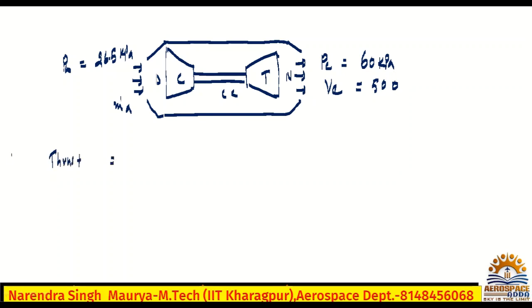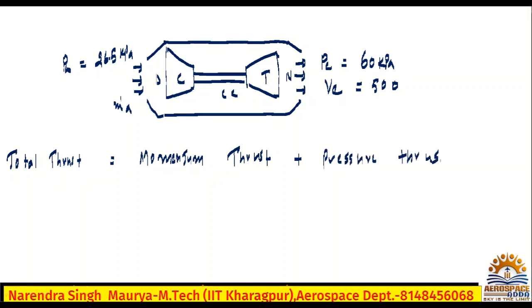So we know total thrust. I must write the total thrust. What is the total thrust? It is momentum thrust plus pressure thrust. What is the momentum thrust? Because the mass flow rate of fuel they have not given, and even the fuel air ratio they have not given, I will write that formula. Here it should be m dot a plus m dot f, but they have not given m dot f. We will neglect that.